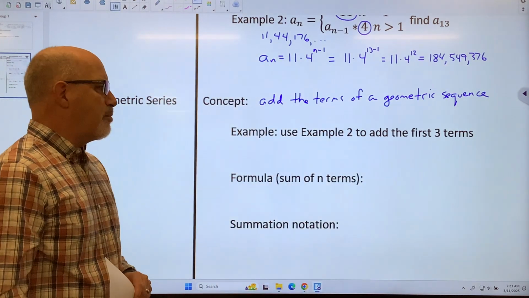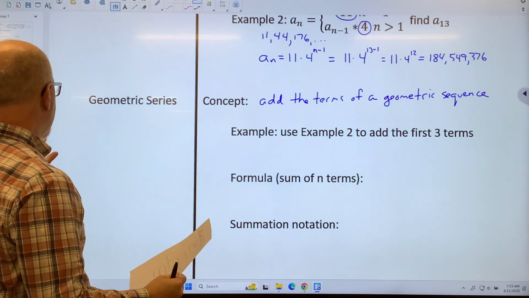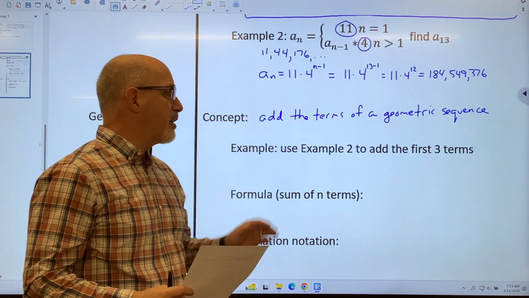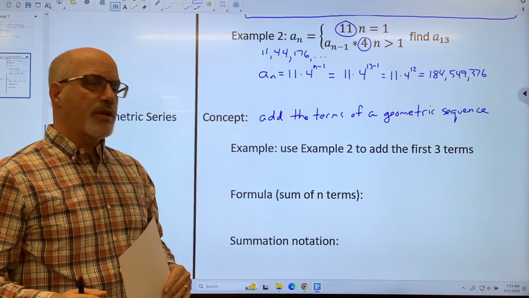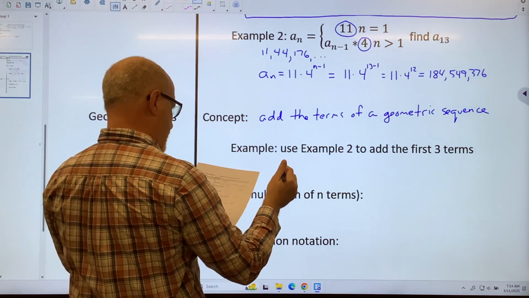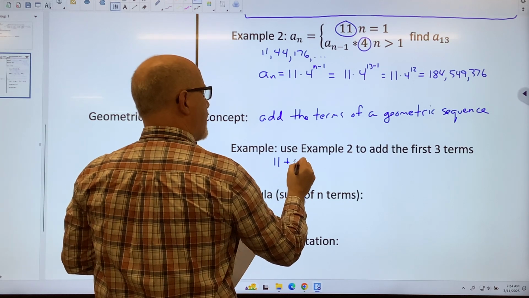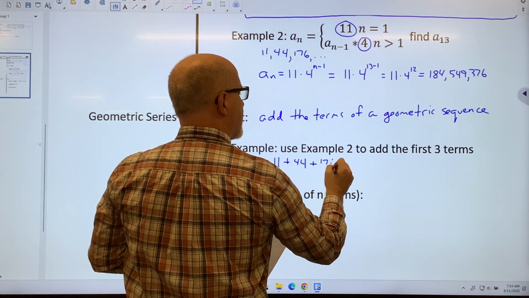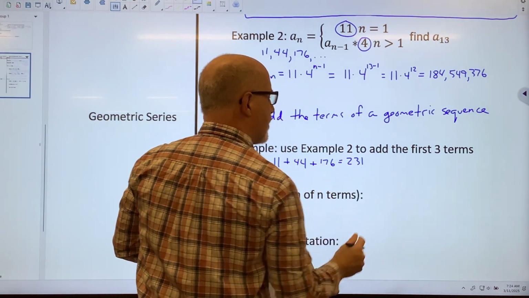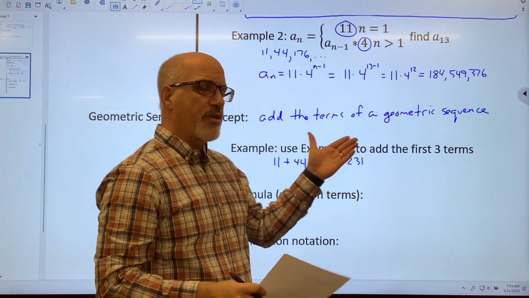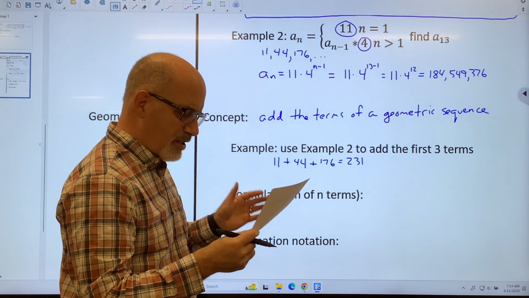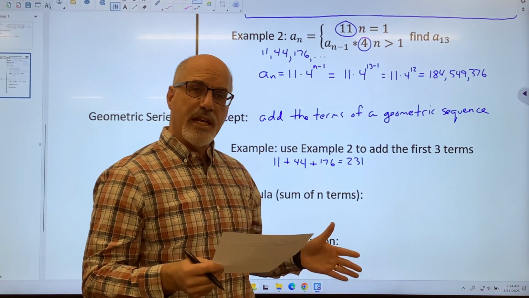All right, so for example, we want to use example 2 up here, so I'm going to make sure I can see example 2 here. I'm going to use this sequence up here. I'm going to add the first 3 terms. So if you think about it, there's my first 3 terms there. So what I would do is I would take 11 plus 44 plus 176, and when I add those terms up, I'm going to get 231. So in this case, since it's only 3 terms, we can just list the 3 terms and then add them up to do that. Now let's talk about some formulas and notation for this.